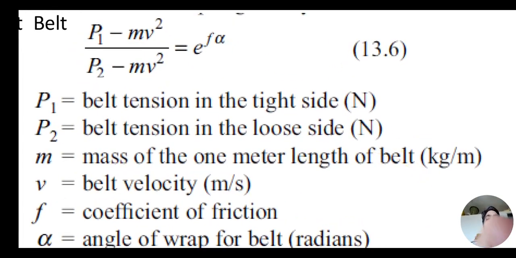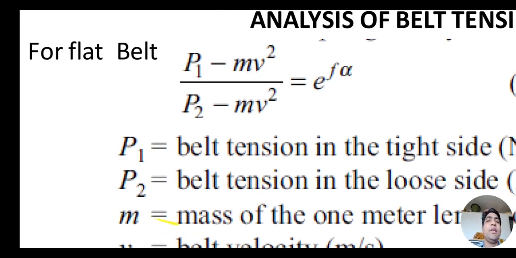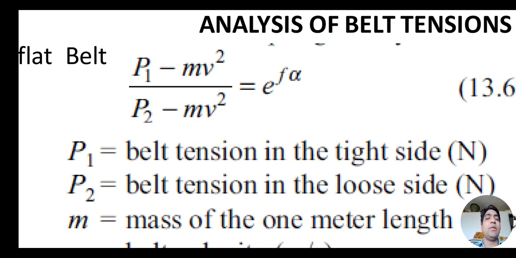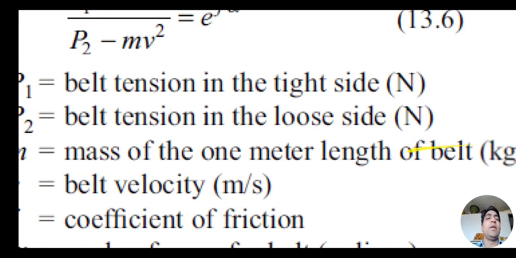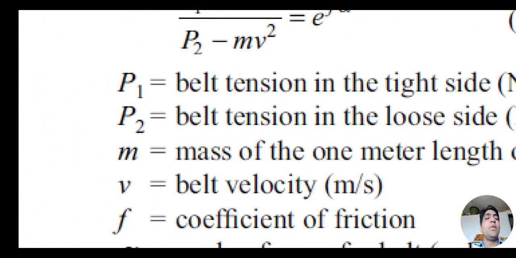For flat belt, the equation becomes P1 minus mv square upon P2 minus mv square equal to e raised to f alpha. This is the equation for flat belt by considering all these forces. Here P1 is the belt tension in the tight side in Newton. P2 is the belt tension in the loose side in Newton. m is the mass of 1 meter length of the belt in kg per meter.